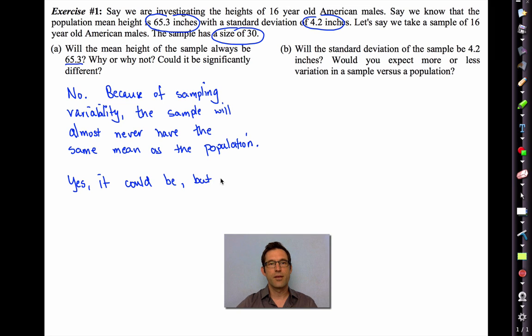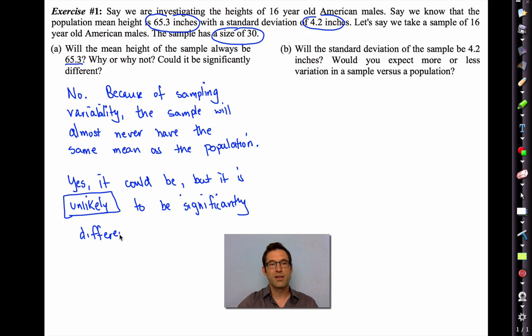but it is unlikely. So there's the sort of terminology of probability. It is unlikely to be significantly different. Again, it could be, right? But it's unlikely to be.